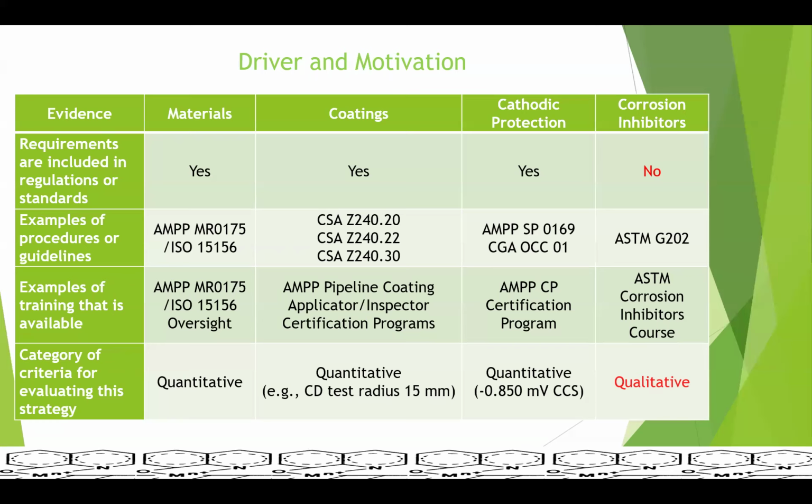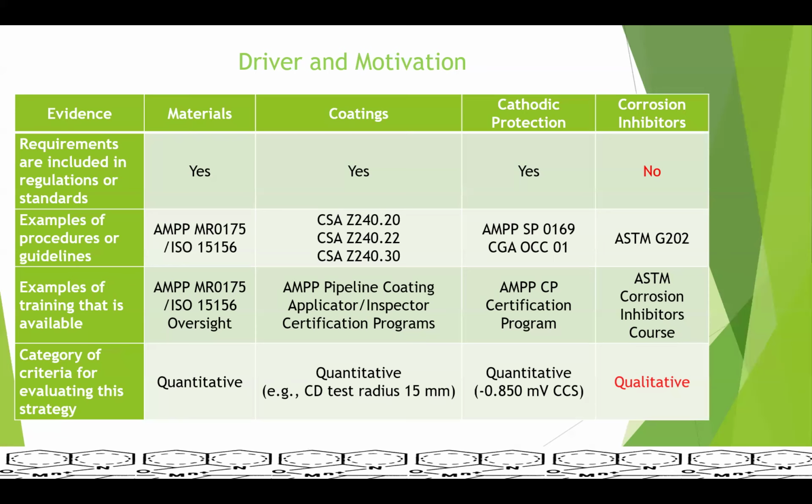And the selection criteria is very, very quantitative. We have ASTM standards, AMPP standards that talk about characteristics of materials. So, for example, if you choose 1018, we know exactly what the characteristics of 1018 carbon steel are.